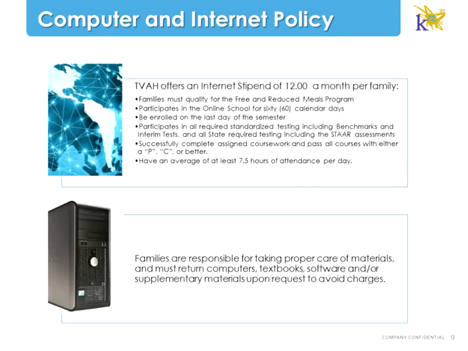Texas Virtual Academy at Hallsville offers an internet stipend of $12 a month per family. Families must qualify for the free and reduced meals program, participate in the online school for 60 calendar days, be enrolled on the last day of the semester, participate in all required standardized testing, including benchmark and interim tests, and all state required testing, including STAR assessments. Also successfully complete assigned coursework and pass all courses with a P, C, or better, and have an average of at least 7.5 hours of attendance per day.